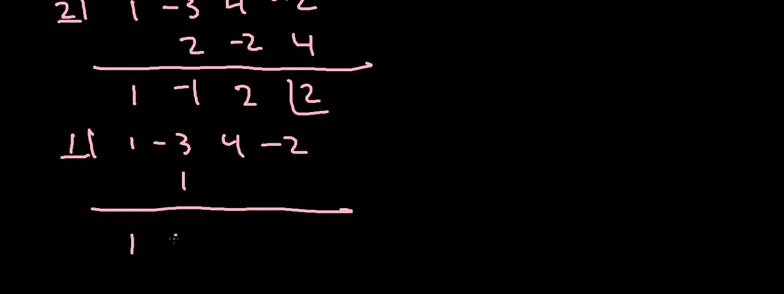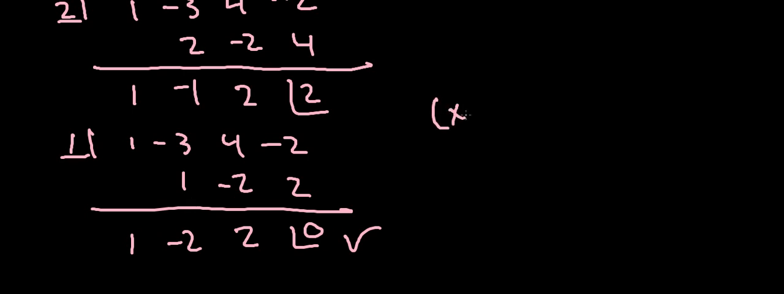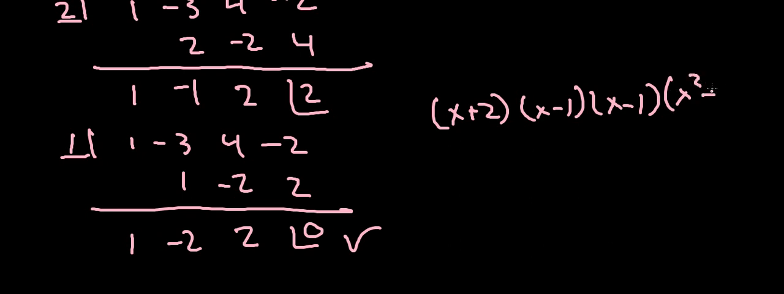1, 1, 1, minus 2, 2, 2 times 1, 2, 0. So minus 1 works again. So what this means is that we have x plus 2, x minus 1, x minus 1, and then we have this left over, x squared minus 2x plus 2, which we already know is imaginary because we've run out of real zeros.